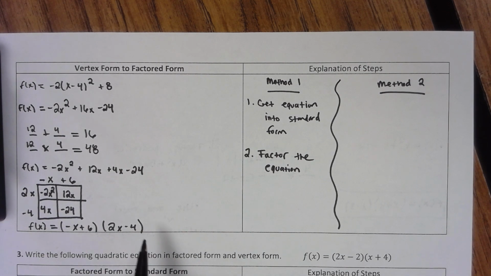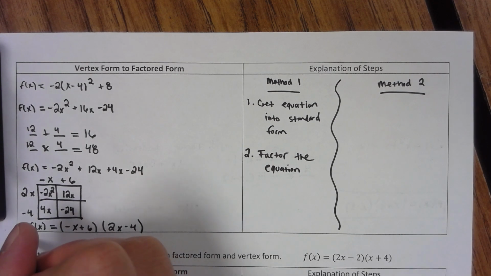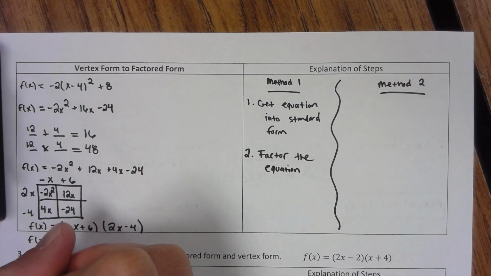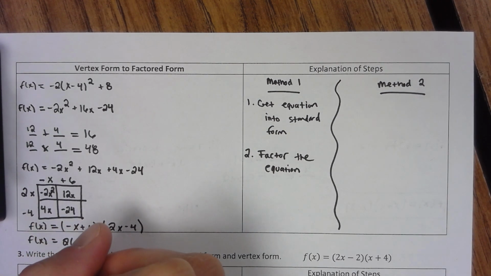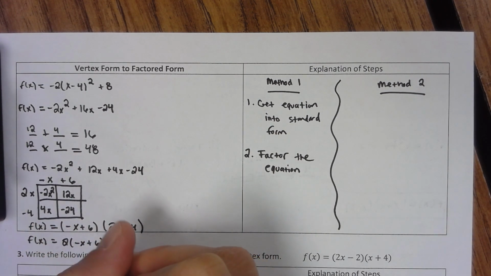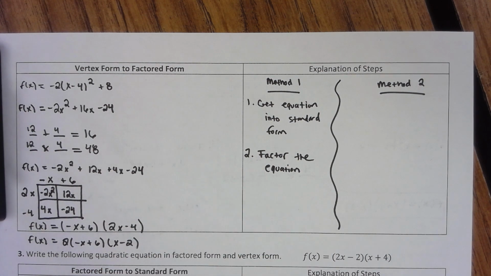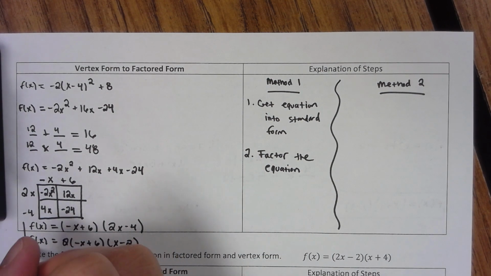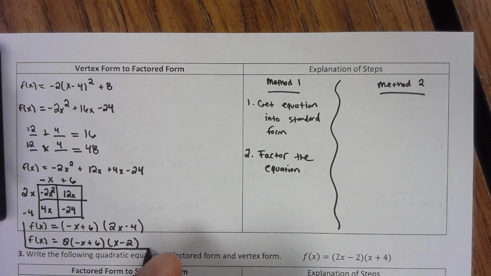And had you taken out the GCF, which it shows up for me in this factor of 2x minus 4, I could divide that out by 2 and make this even better by saying 2 times (-x plus 6) times (x minus 2). Okay, so either one of these would work.